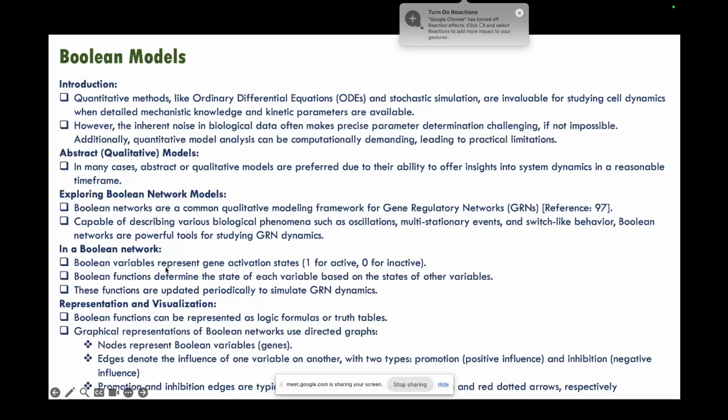So in a Boolean network, the Boolean variables represent the gene activation states, one for active, zero for inactive, and the Boolean functions determine the state of each variable based on the state of other variables. And these functions are updated periodically to simulate the GRN dynamics. And these Boolean functions can be represented as logic formulas or truth tables.